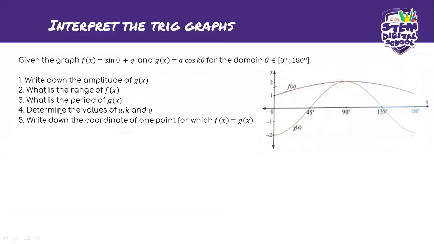Now the first question says, write down the amplitude of g of x. Write down the amplitude of g of x. Let me remind you, earlier on, we talked about the amplitude. We said the amplitude is the height from the center line of the graph to the maximum, right? Now, which graph are they referring to? Write down the amplitude of g of x. Now let us go and look for that graph.